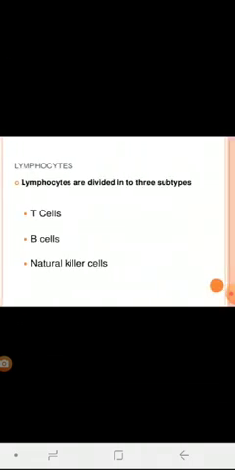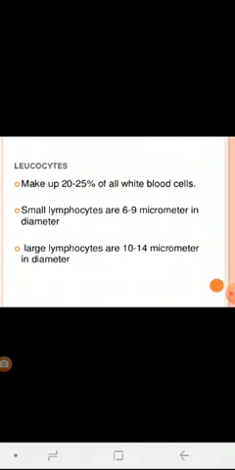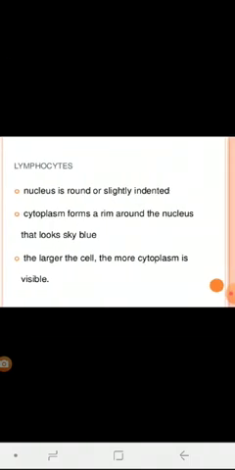Lymphocytes are divided into three types: T lymphocytes, B lymphocytes and NK cells, otherwise called natural killer cells. They are 20 to 25% of leukocytes in our body. Small lymphocytes are 6 to 9 micrometers in diameter. Large lymphocytes are 10 to 14 micrometers in diameter. The nucleus is round or slightly indented. Cytoplasm forms a rim around the nucleus that looks sky blue. The larger the cell, the more cytoplasm is visible.